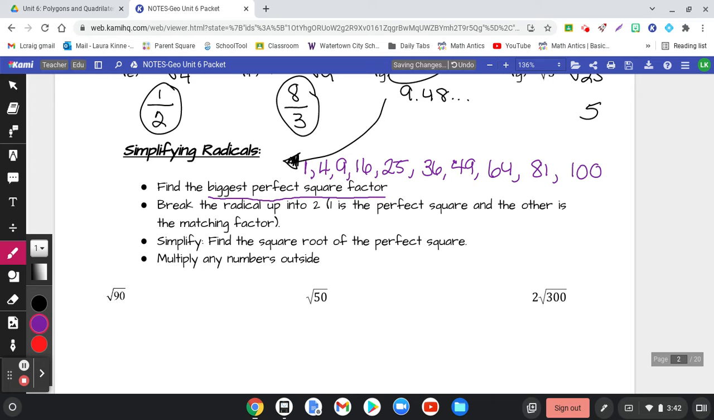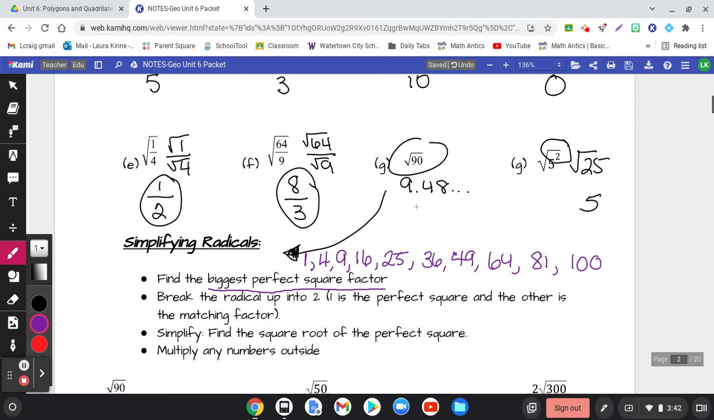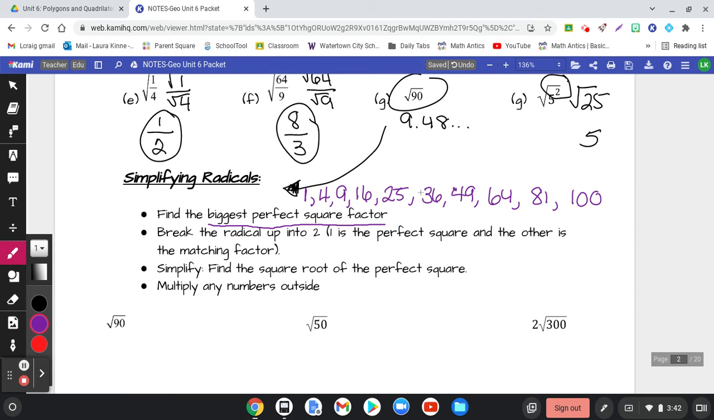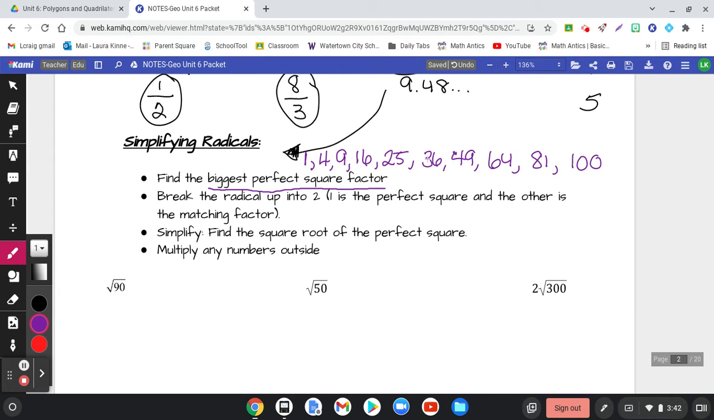All right, so looking at 90. And again, we just put that in our calculator so I know it's irrational. If you're not sure about a number, put it in your calculator to check first. Because if it's a perfect square, you're going to end up with a nice whole number or a rational number here. If you get a decimal, that's when you want to do this. All right, so which of these goes into 90? 9, right?